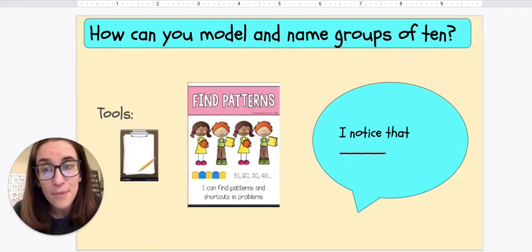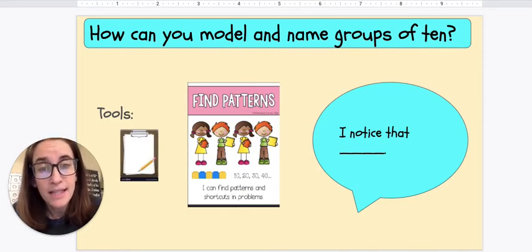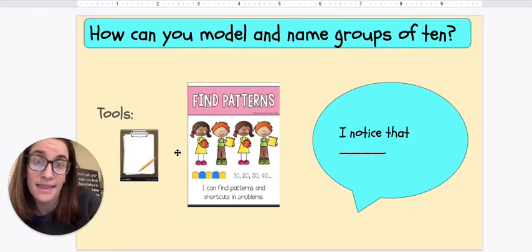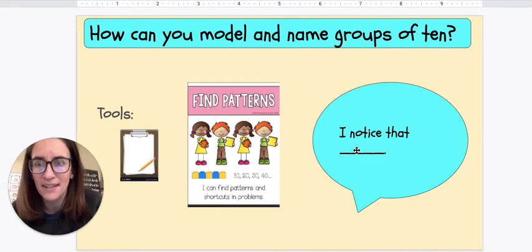As we do our math work today, think about how you can model and name groups of 10. And pay attention to the patterns you might notice. And think to yourself, I noticed that, and pay attention for a pattern. Here we go.